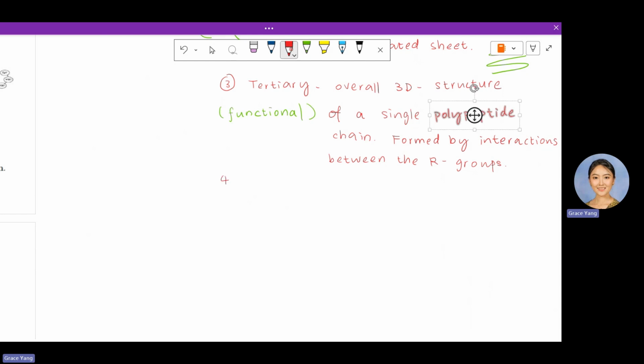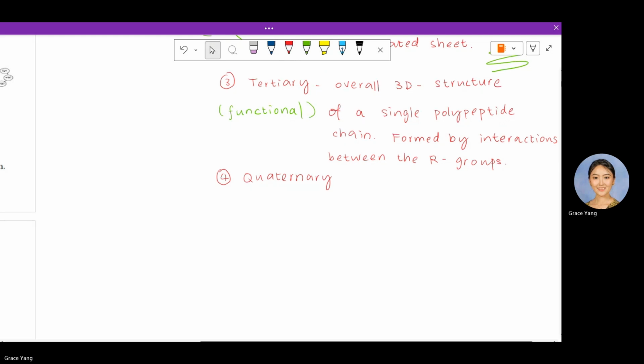A lot of proteins actually stop at the tertiary level, but some proteins can go on and have a quaternary level. If a protein has quaternary structure, it contains multiple polypeptide subunits. So quaternary structure of protein refers to the 3D arrangement of multiple polypeptide subunits.